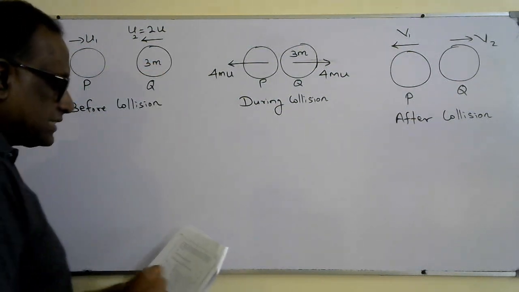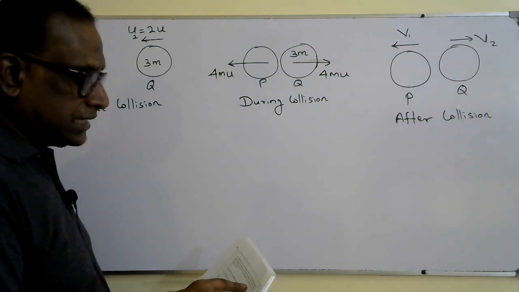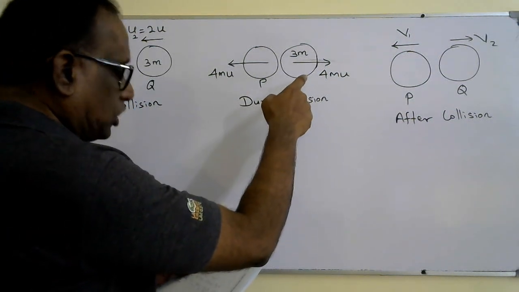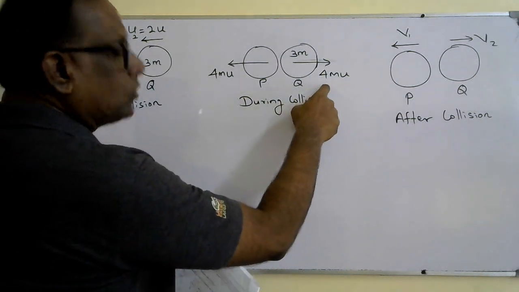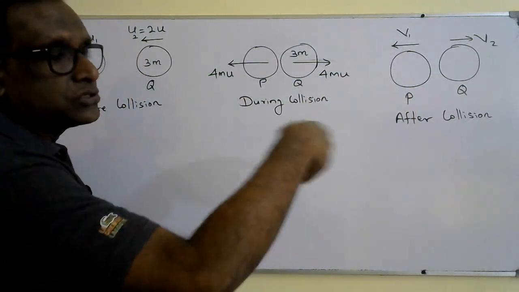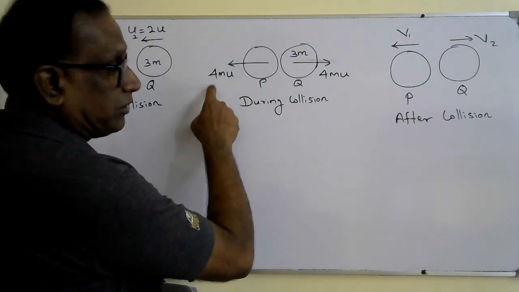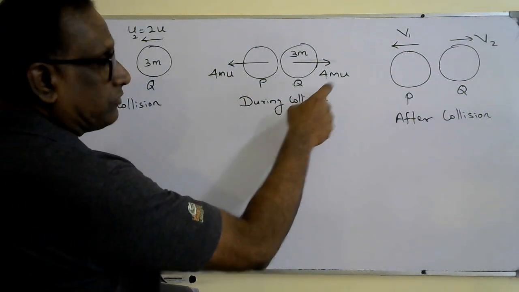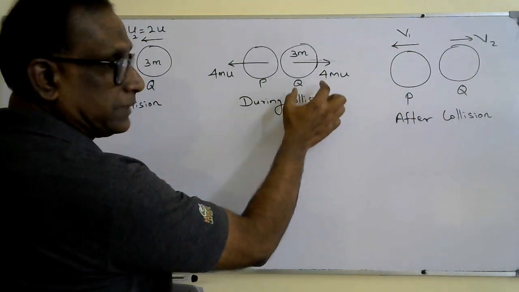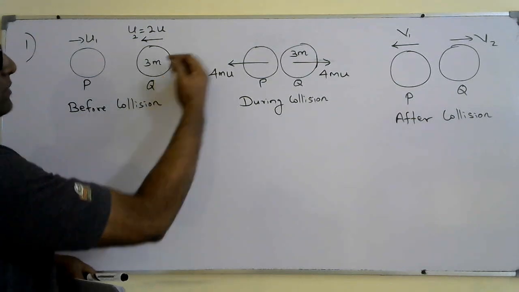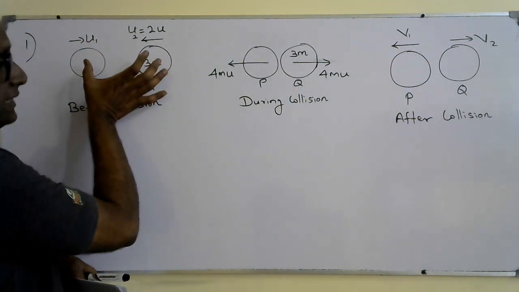The mass of Q is 3m and the magnitude of the impulse exerted by P on Q during collision is 4mu. So I already explained, the impulse exerted by Q on P also will be 4mu. The direction of the impulse during collision experienced by Q will be towards right. According to my diagram, I took Q is moving towards left during collision.